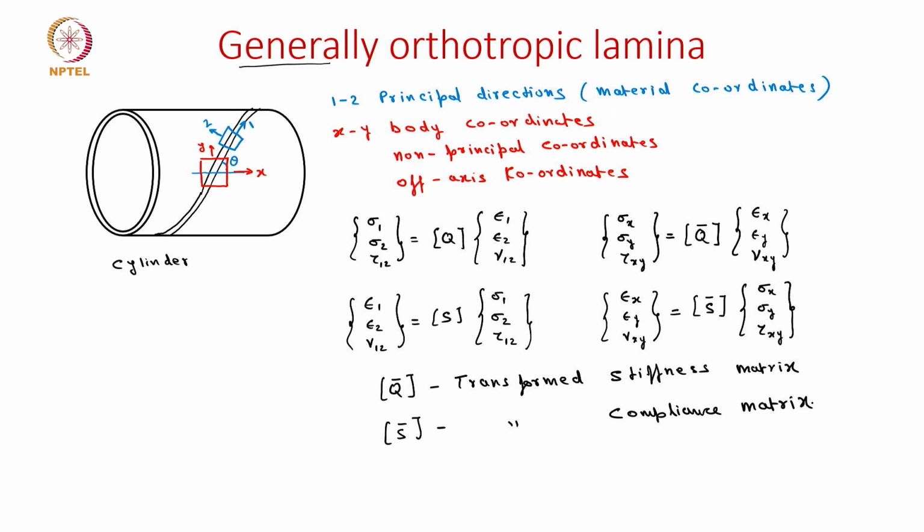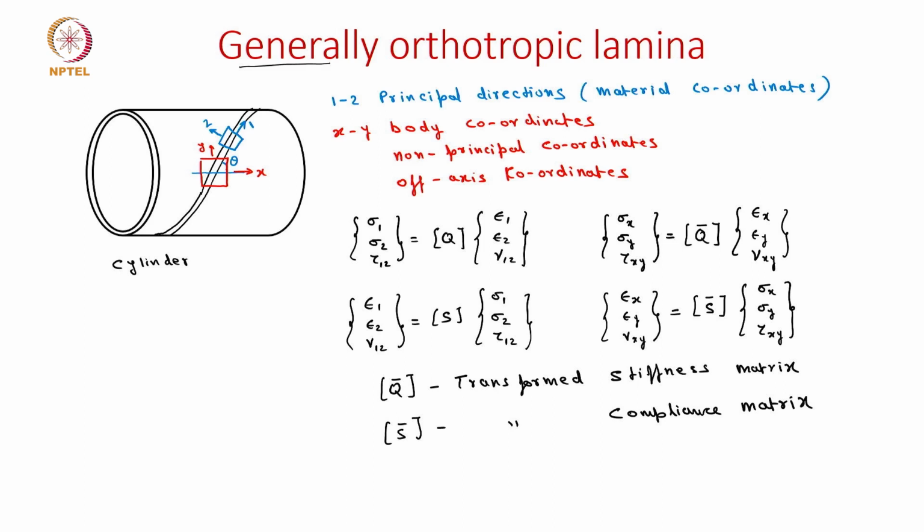Okay. So, this should introduce you to this new terminology of Q bar and S bar, and for us we should be clear about which coordinate systems we are talking about, whether it is the material coordinates or the body coordinates. When this is clear, now we are in a better position to see how we can write the stiffness matrix and the compliance matrix.